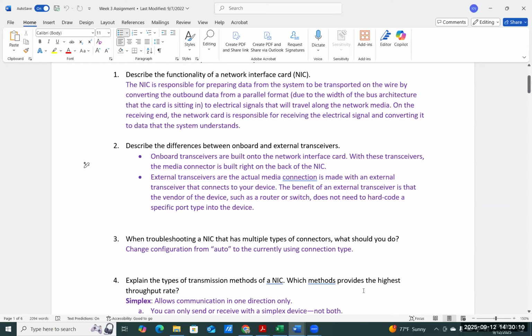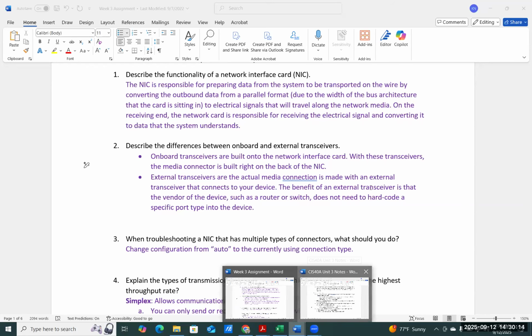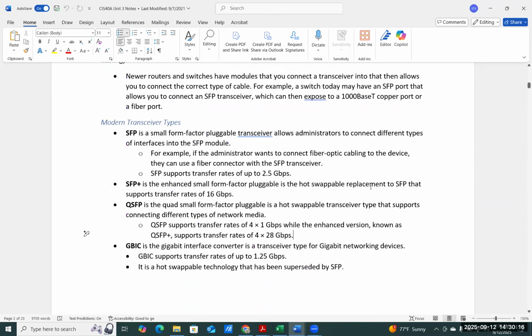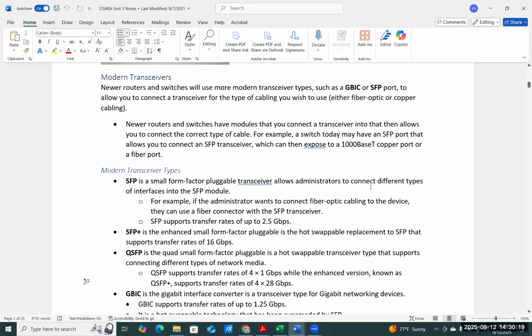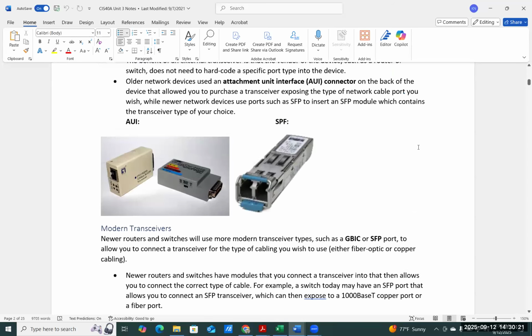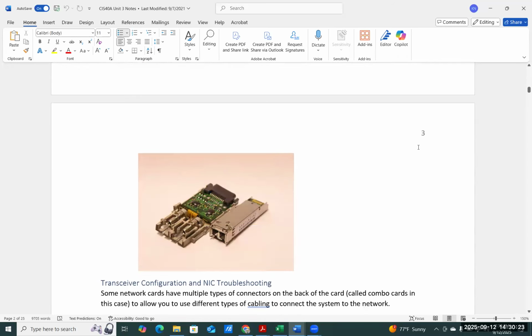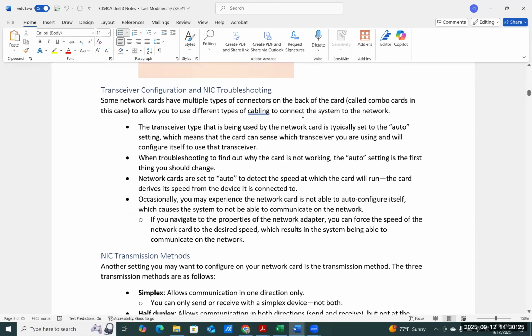Okay, so where can I find this information? All your transceiver information is from the previous page going into pages 2 and 3, and then the troubleshooting is on top of page 3. You can find all the steps. So it talks about auto mode right here, making sure that you change that in the setting.